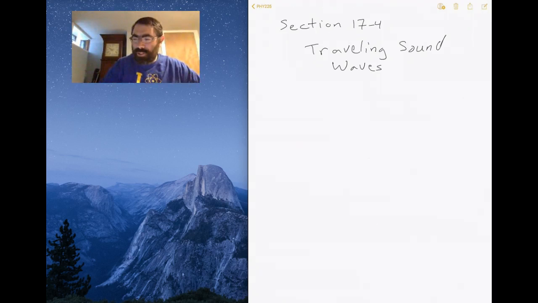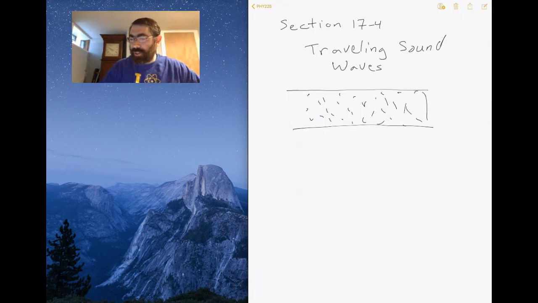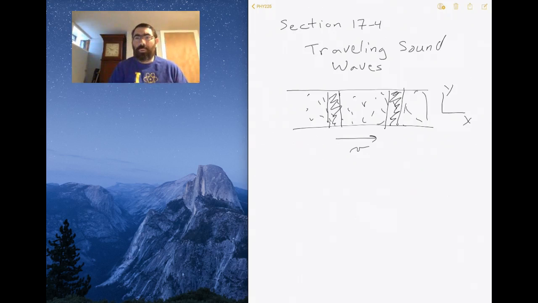So if we envision our sound wave as a bunch of air molecules bouncing off of each other, and then there's basically a pressure which is applied, which then causes these pressure regions to move the sound wave with some velocity v. So it's going to be moving down this way in the x direction. So this will be x. And so what we want to do is come up with an equation for this oscillatory motion.